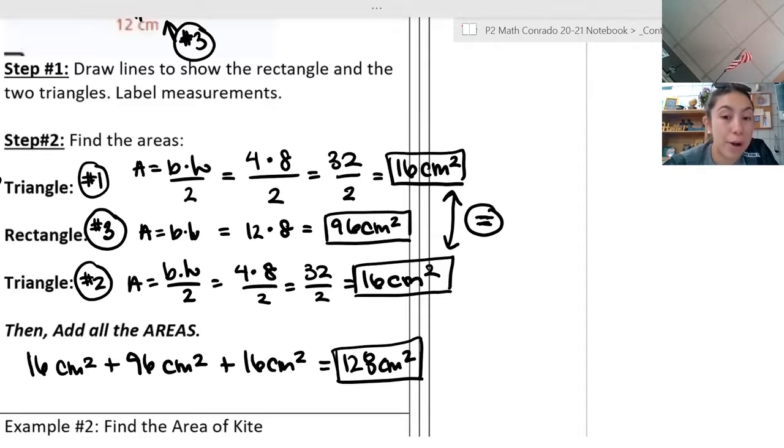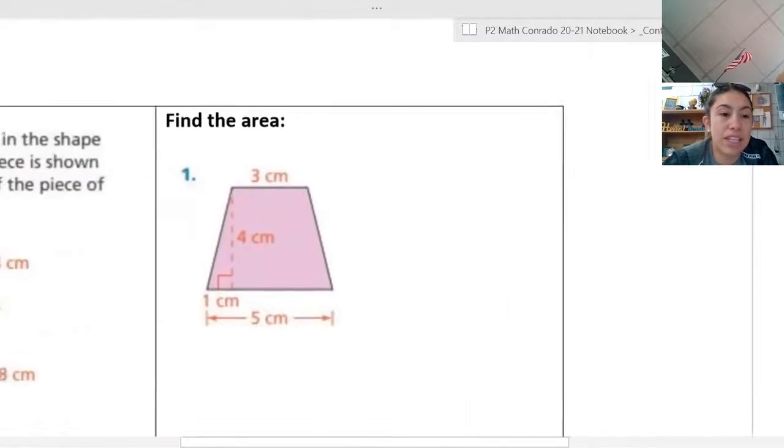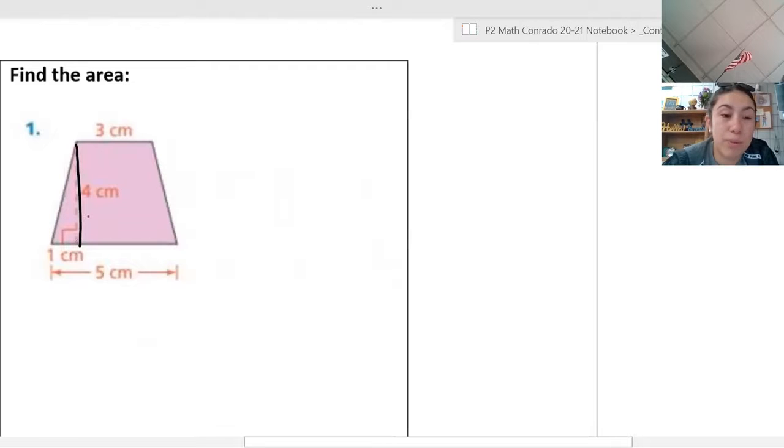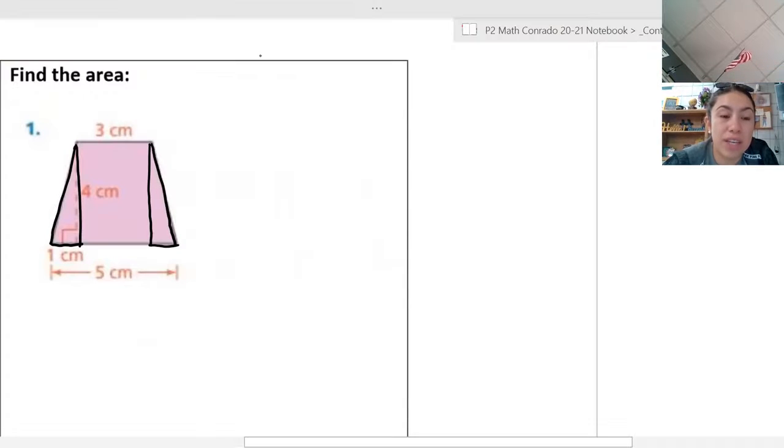So let's jump down to our output page. And let's find the area of this trapezoid. Again, let's decompose all the shapes that make up a trapezoid. So Ms. Flemington is decomposing the 2 triangles on the side, and then we have a rectangle in the middle. Because both bases are 1 centimeter each, we take that away from 5 centimeters, and our base for the rectangle would be 3 centimeters.